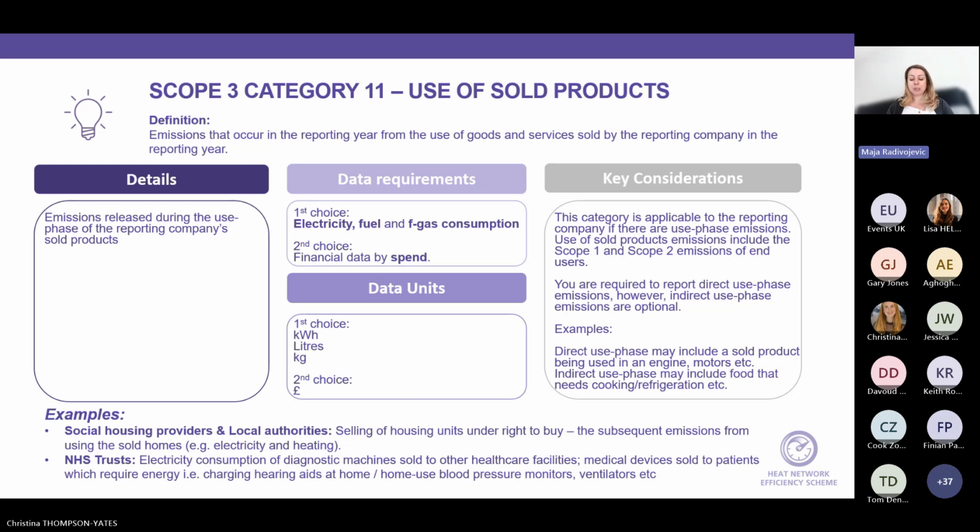For social housing providers and local authorities, this could include housing units sold under right-to-buy schemes, where emissions arise from electricity and heating use in those homes. For NHS trusts, this could include diagnostic machines sold to other healthcare facilities, or medical devices provided to patients that require energy to operate, such as, for instance, hearing aids, blood pressure monitors, or ventilators used at home. Next slide, please.